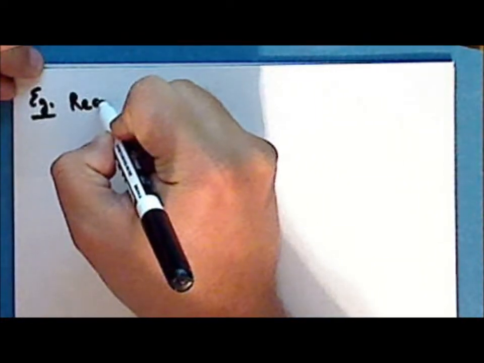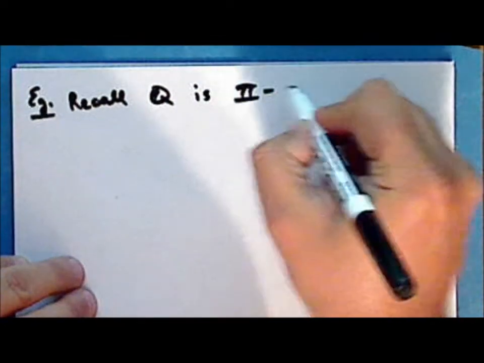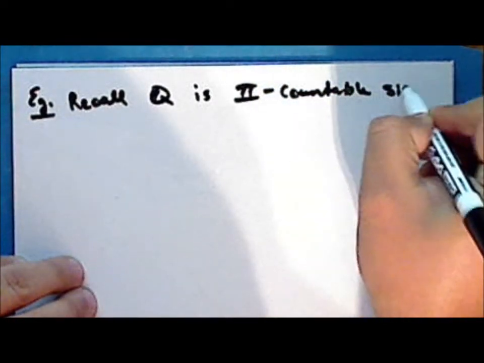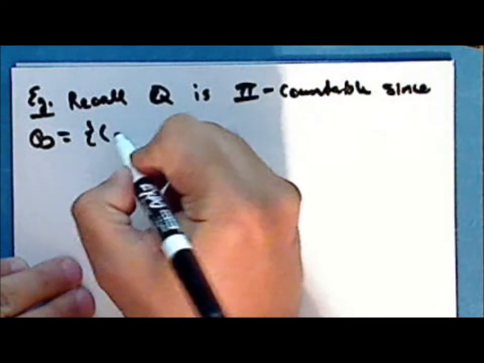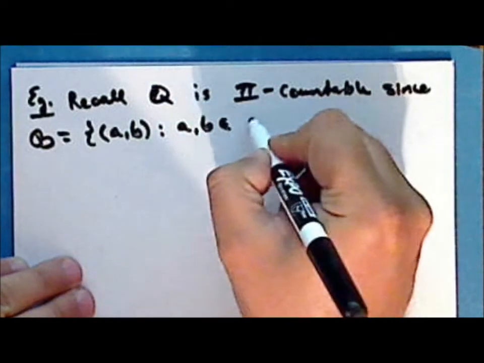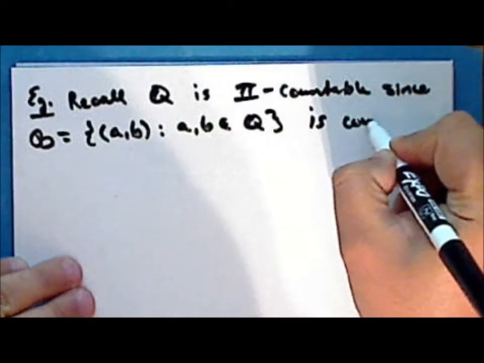Okay, so recall that the space of rationals is second countable, since the standard basis for the space, consisting of open intervals from a to b, where a and b are rational numbers, is countable.